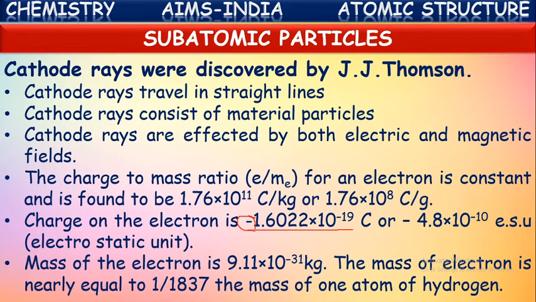And the mass of the electron. The mass of an electron is very small compared to the mass of one hydrogen atom. It is numerically equal to 9.11 x 10^-31 kg, or 9.11 x 10^-28 grams. So the mass of an electron is nearly 1/1837th of the mass of one hydrogen atom. So around 1837 electrons together equal the mass of one hydrogen atom. In this way, the mass of an electron is very negligible, very minute.